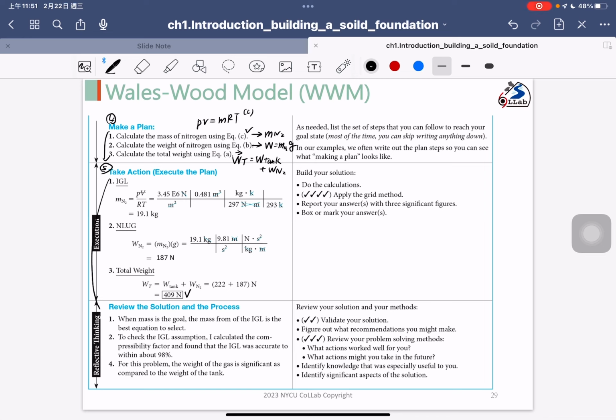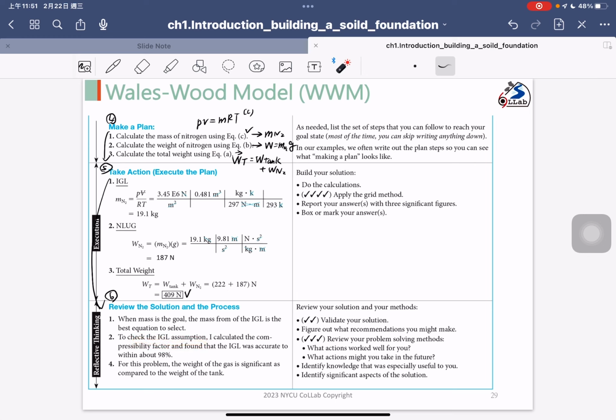And you can review your answers. So we can go step by step to see how to review the answer. For the first sentence, when the mass is the goal, we can calculate the mass from the ideal gas law, which is the best equation to select. Maybe you have another equation that can calculate the nitrogen mass, but we suppose the ideal gas law is the better one. And then we check the ideal gas law assumptions.